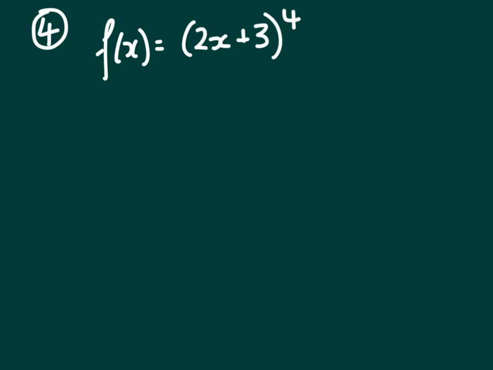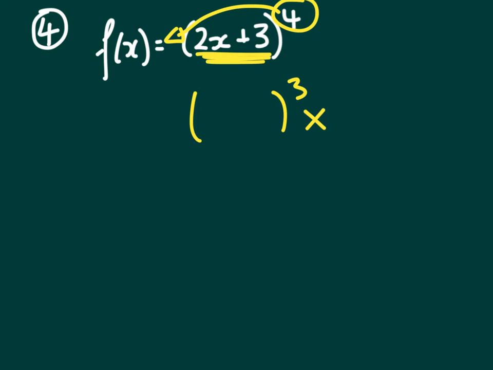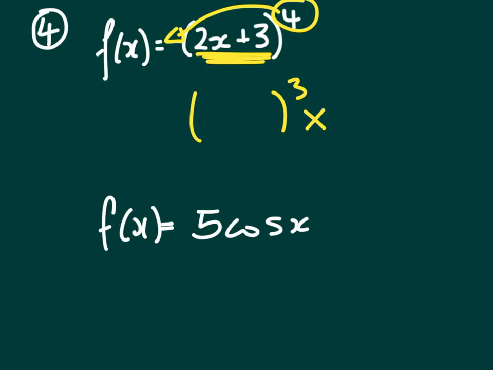Question 4, differentiate. How do we differentiate? We bring the power down the front, we decrease the power by 1, and then we remember to multiply by the differential of what's inside the bracket. For the second part, f of x equals 5 cos x. This is just a case of differentiating cos x, and you know how to do that. Remember the 5 stays there.